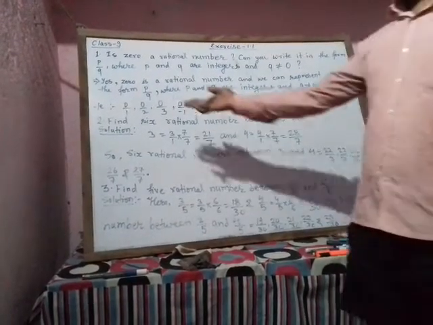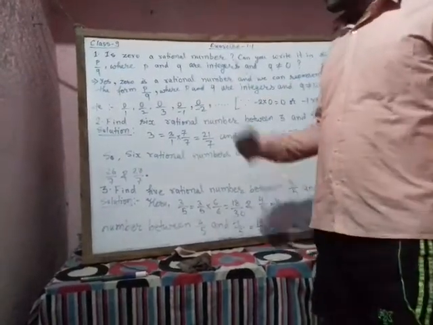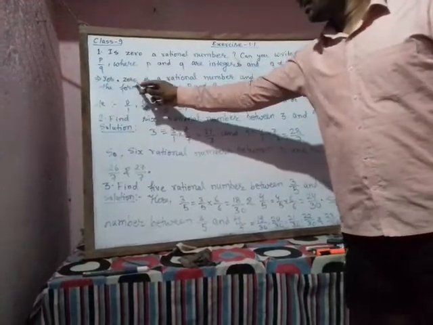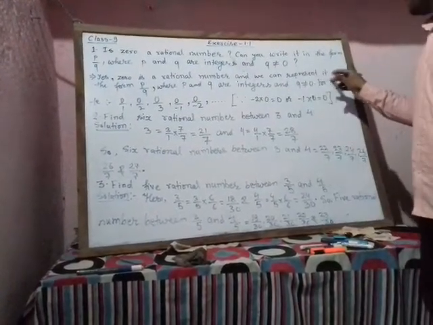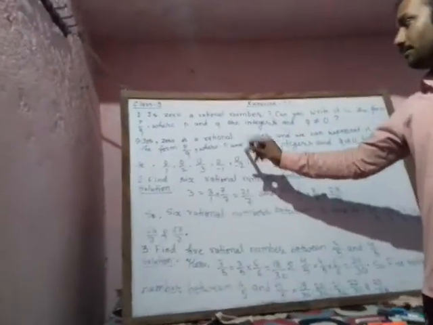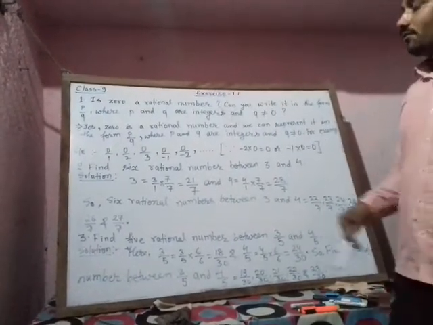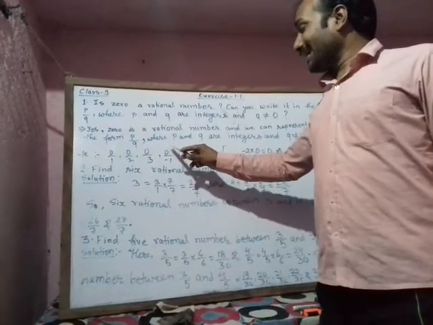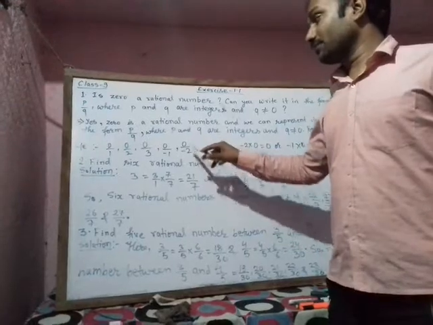As you can see here, I had written 0 by 1, 0 by 2, 0 by 3, 0 by minus 1, 0 by minus 2. I will come to the answer. Yes, 0 is a rational number and we can represent it in the form of P by Q, where P and Q are integers and Q is not equal to 0. For example, 0 by 1, 0 by 2, 0 by 3. And I had written 0 by minus 1 also.